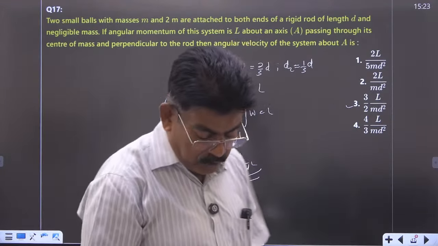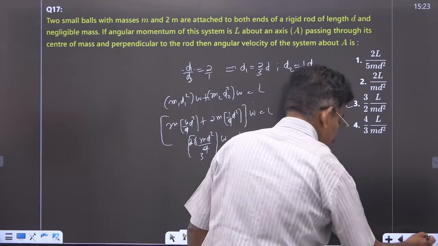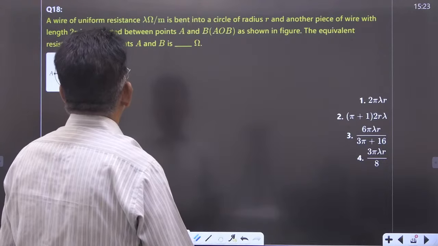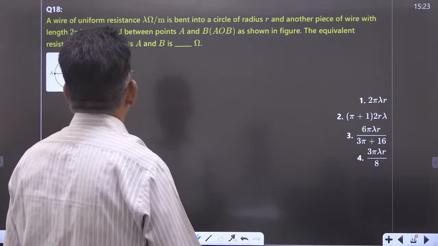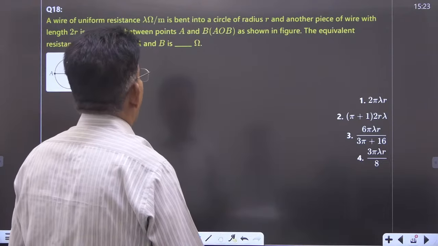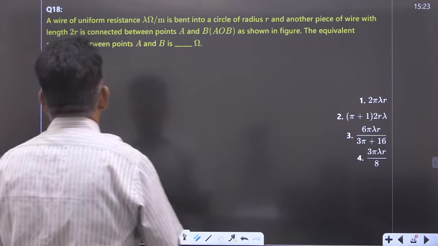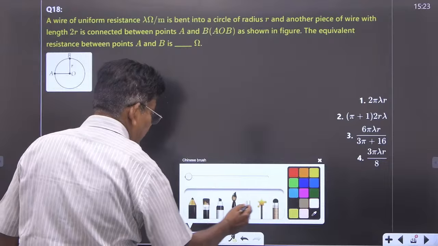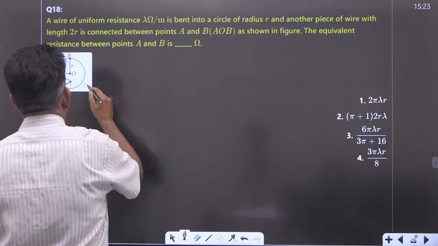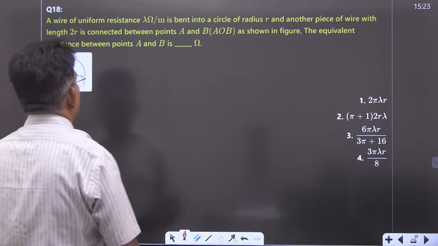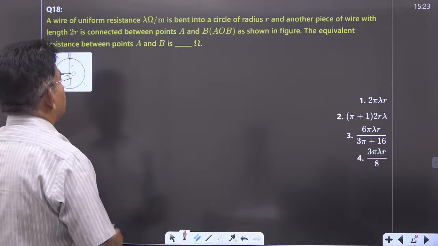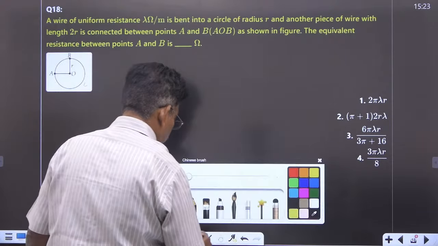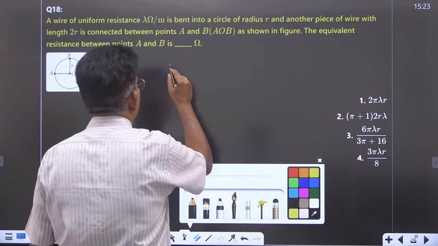Now we go to the next question, the 18th question. A wire of resistance lambda per meter. Let us call these portions ACB to identify them. I put one more C. We have 3 portions, isn't it? All 3 portions are connected between the points A and B. That's the first information.